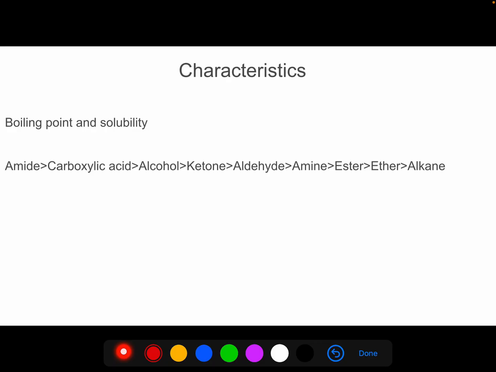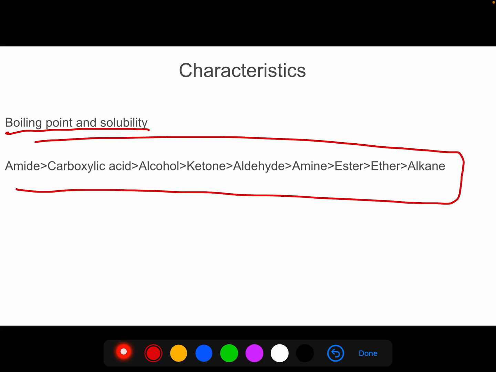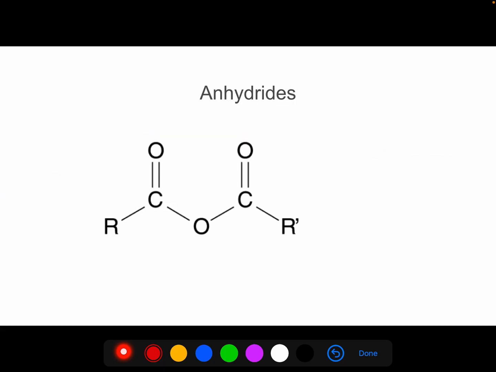Okay, boiling point and solubility, we're adding 2 more and then we are completing our whole chart. So we had carboxylic acid as the highest boiling point and the highest solubility. Now we have amide before the carboxylic acid. So amide, carboxylic acid, alcohol, ketone, aldehyde, amines are here, ester, ether, alkane. Okay, so this is our chart. Make sure you remember this chart.